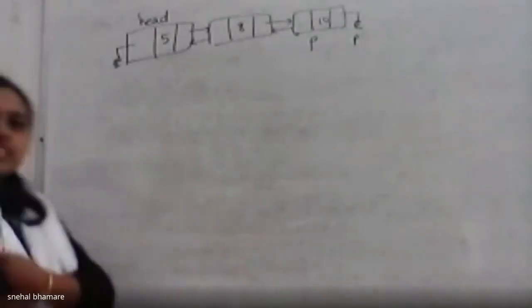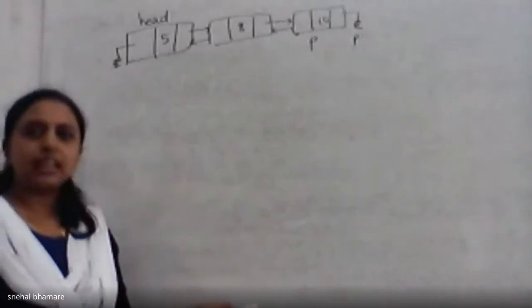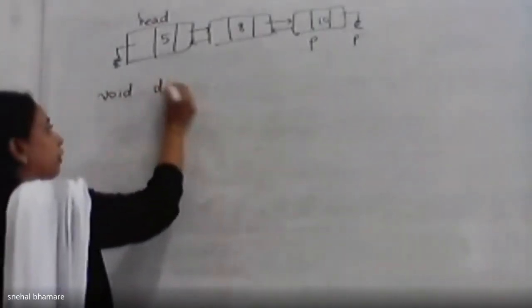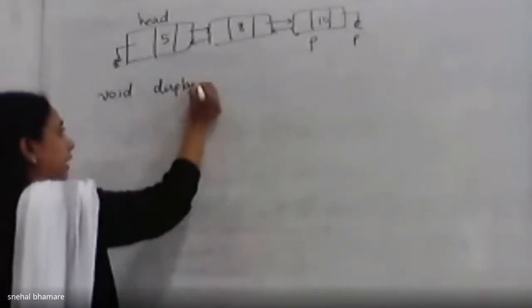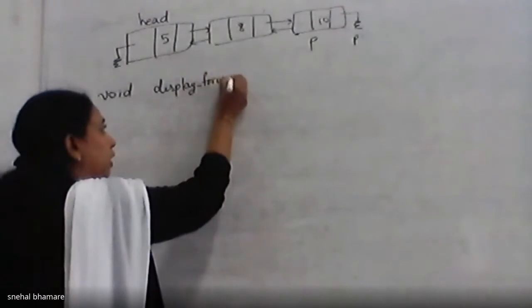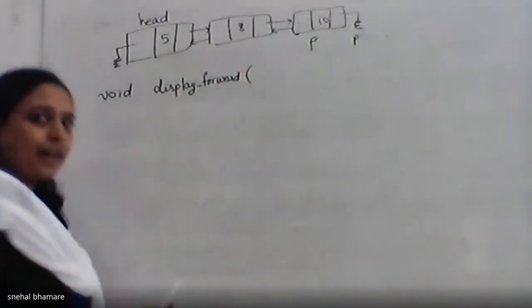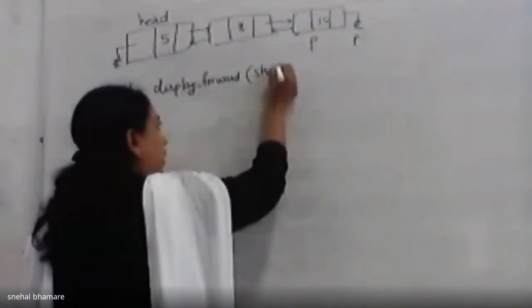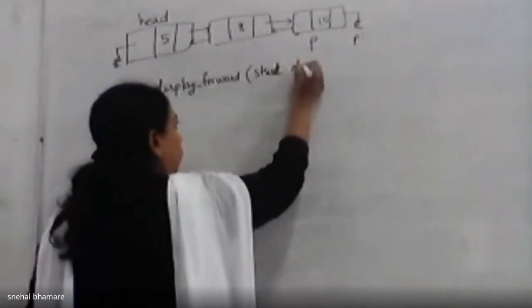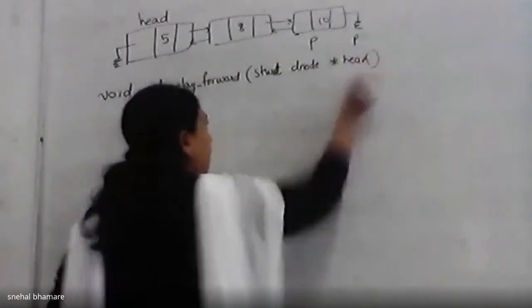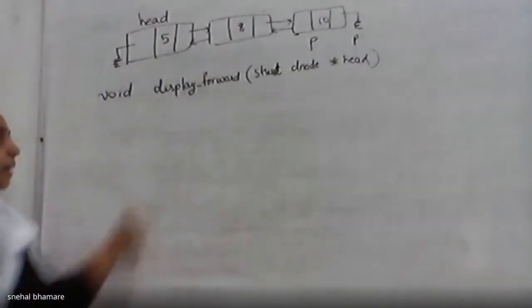Since this function is just going to display the data and not return any value, the return type of the function will be void. Then I want to display data in the forward direction, so the name of the function I write as display forward. To this function I will pass the head node as a parameter, so struct dnode pointer head. Head will be passed as a parameter to this function.